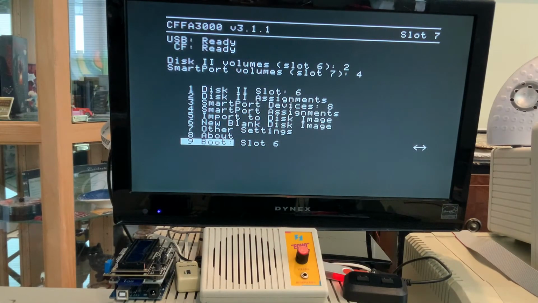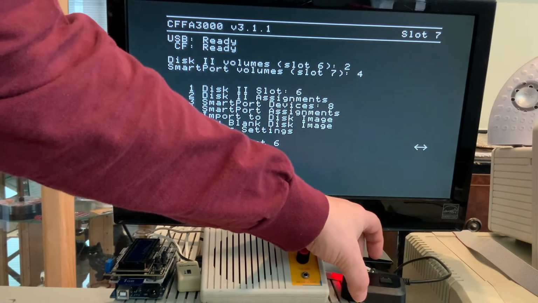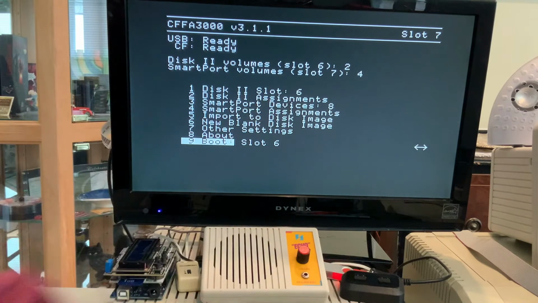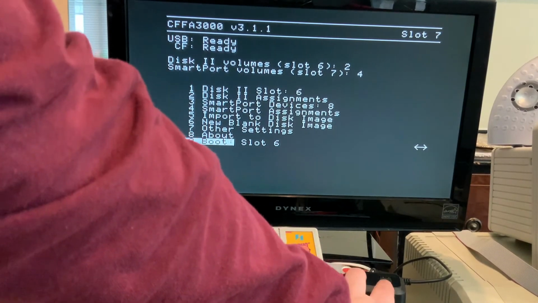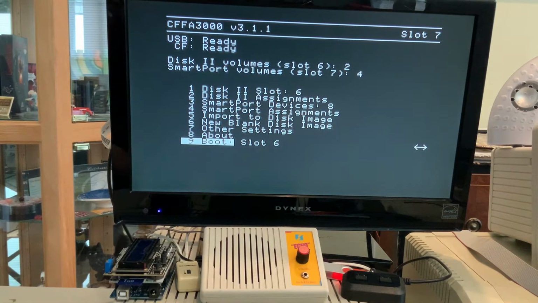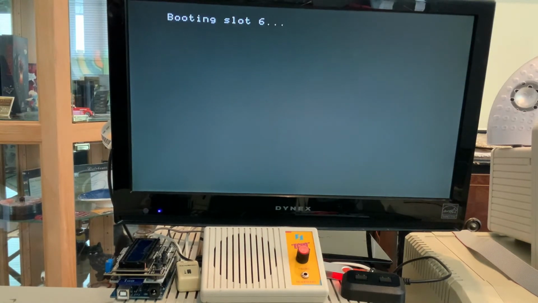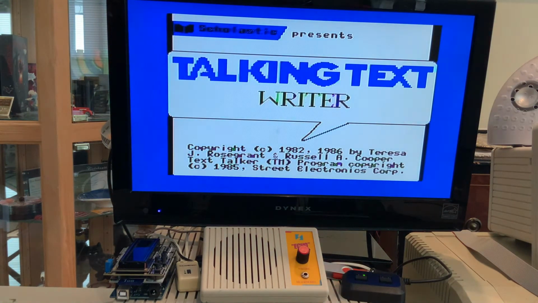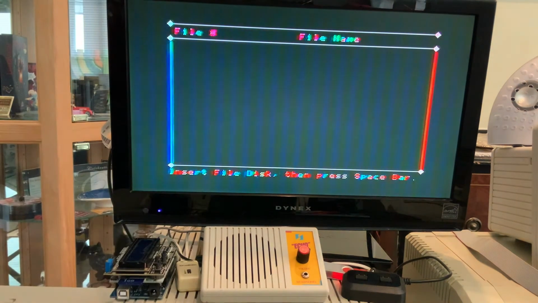So this IIGS is using a CFFA 3000 to emulate a hard disk and floppy disks. And this is the floppy disk controller for selecting a disk image. So I'm booting slot 6, and we're going to look at a program from 1982. Talking Text Writer is 40 years old, from Scholastic. It's loading now from the floppy.